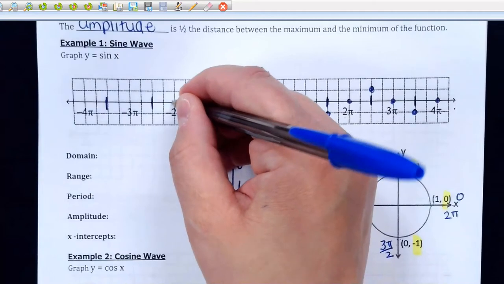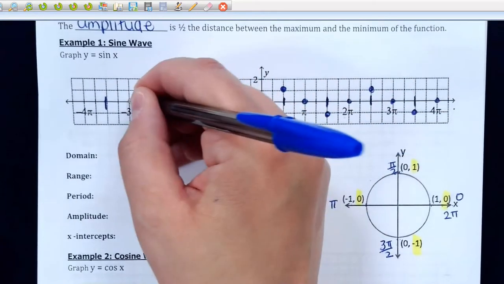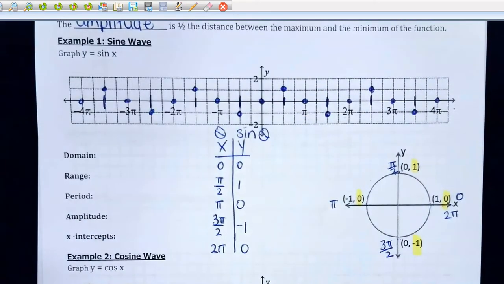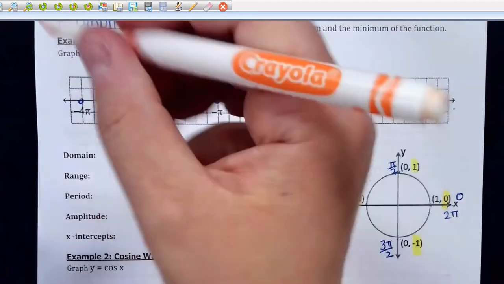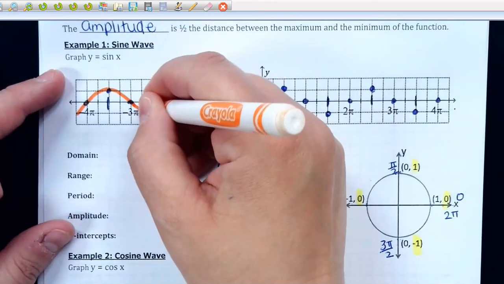And we just repeat, so I could just keep going. Like if I kept going here, this would go negative 1, 0, 1, back to 0. And that creates your wave. And I'm just going to kind of ride through here with my wave so you guys can see this.